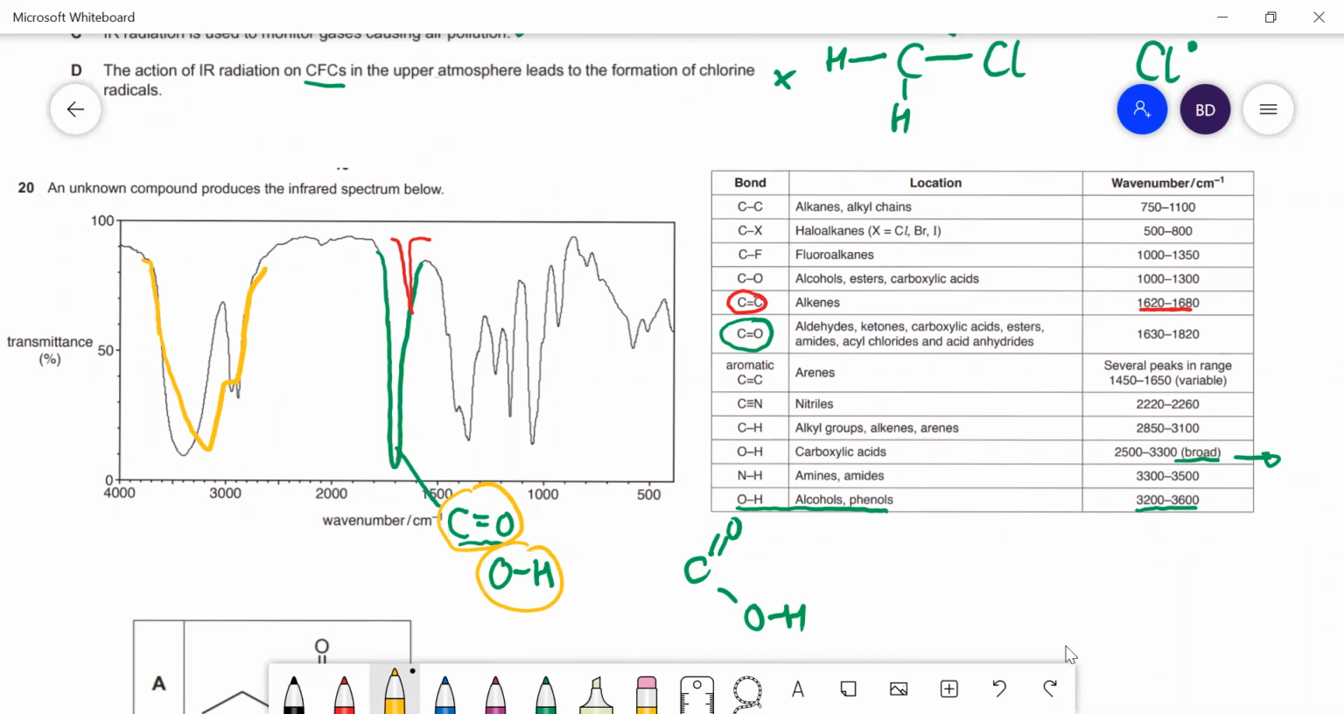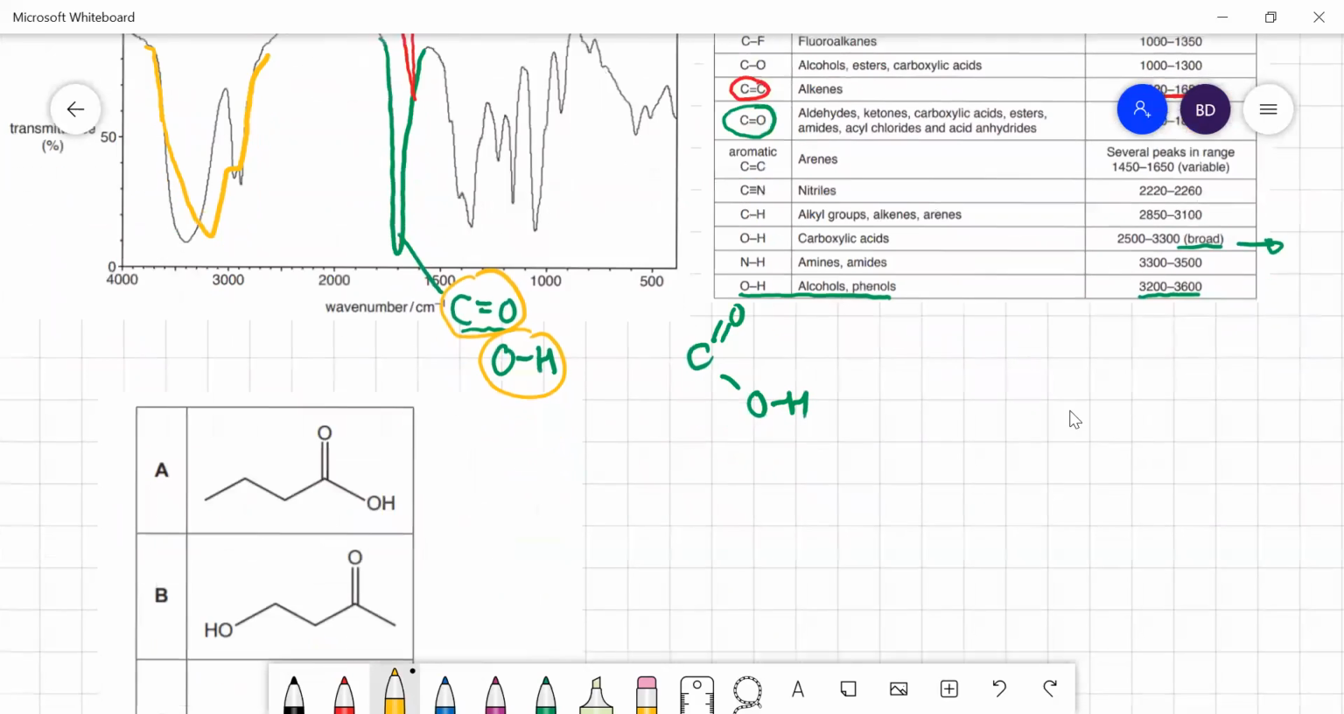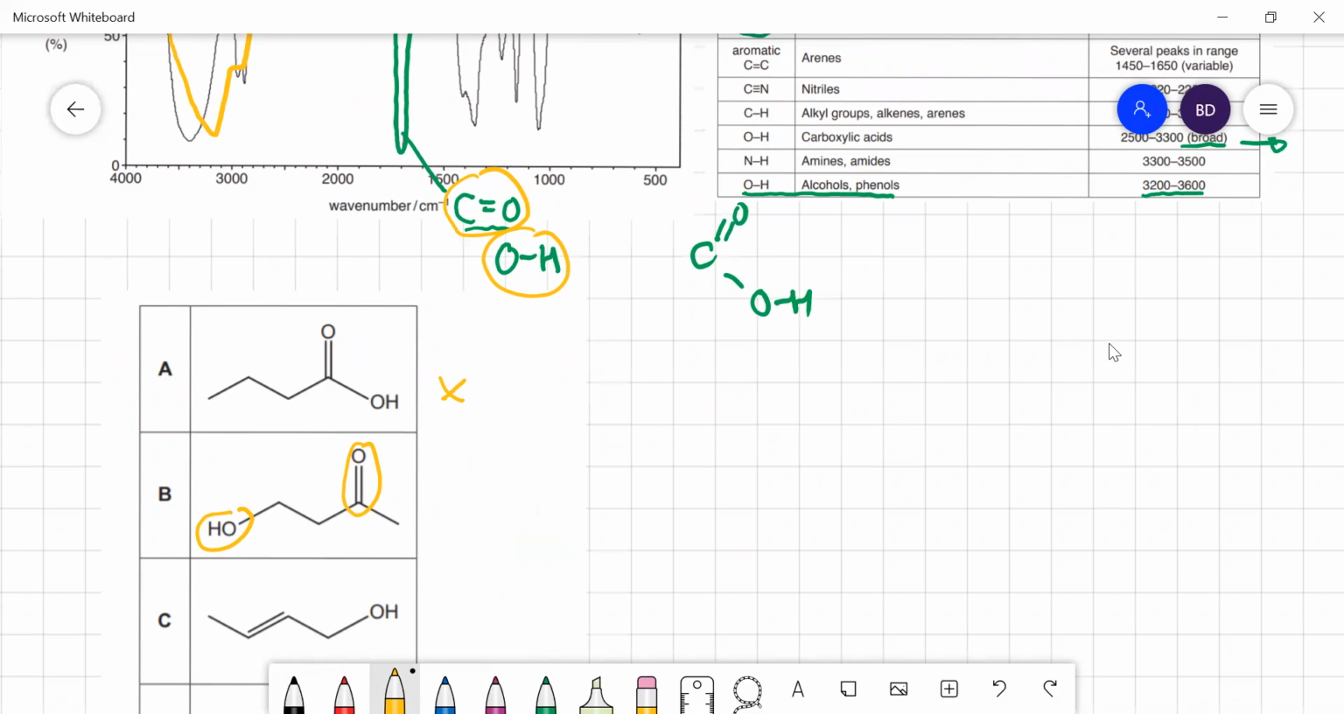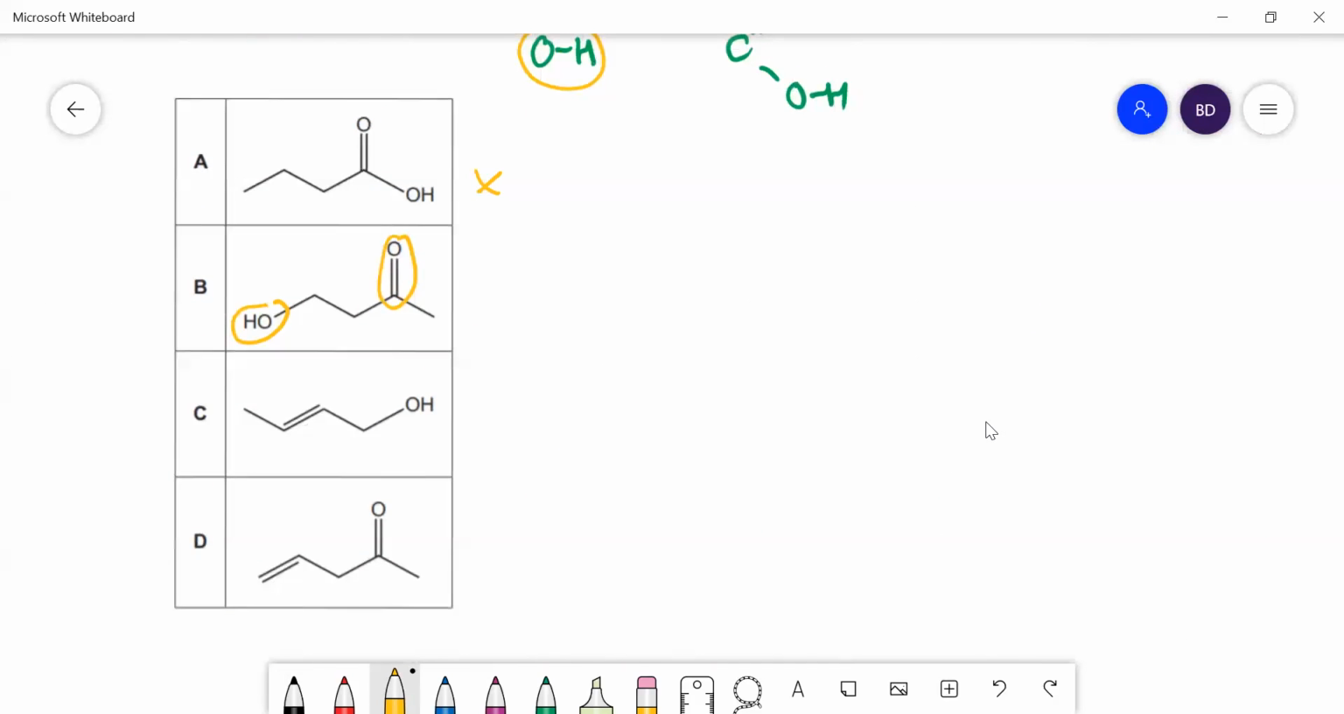So let's look at the molecules we've got. It can't be A because A is a carboxylic acid. We said we hadn't got that. It could be B because we've got a carbonyl and we've got the alcohol group. That's good, so B is most likely. It's not going to be C because there's no absorption for an alkene. And it can't be D because there's no alcohol present in D, and there's definitely an alcohol in that trace. And also we haven't got the carbon-carbon double bond there.